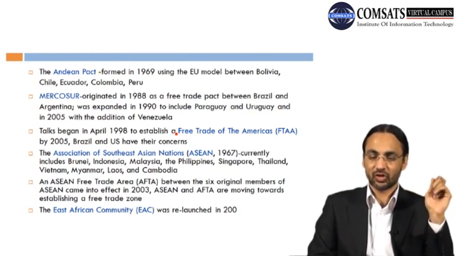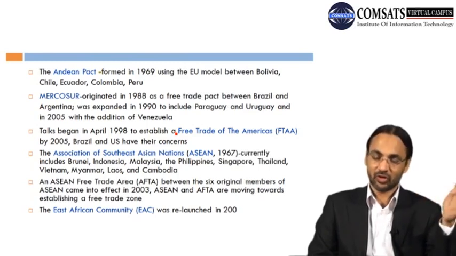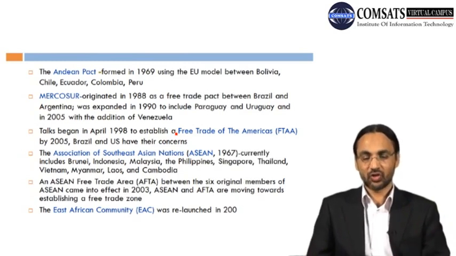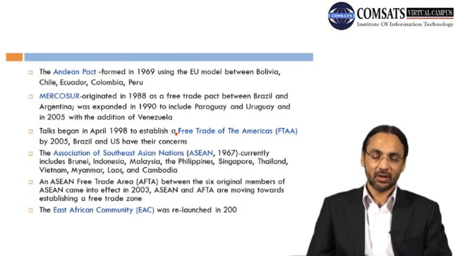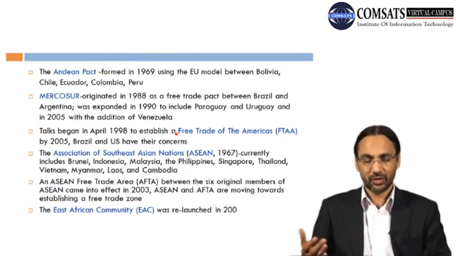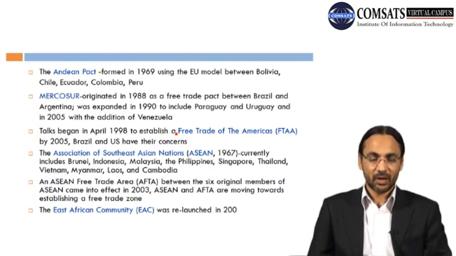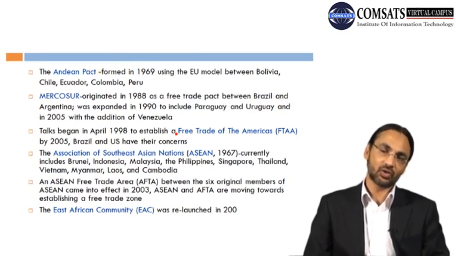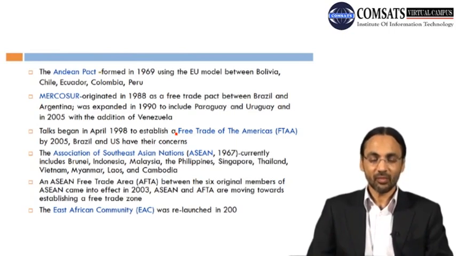The Association of Southeast Asian Nations, ASEAN, is an integration in Asia, which includes Brunei, Indonesia, Malaysia, Philippines, Singapore, Thailand, Vietnam, Myanmar, Laos, and Cambodia. These are the countries included in ASEAN. The next one was the ASEAN Free Trade Area, AFTA, between the six original members of ASEAN, which came into effect in 2003. ASEAN and AFTA are moving toward establishing a free trade zone. They are making efforts to integrate their region. We have seen some integration in Africa as well. The most important one is the East African Community, EAC, which was launched in 2001.